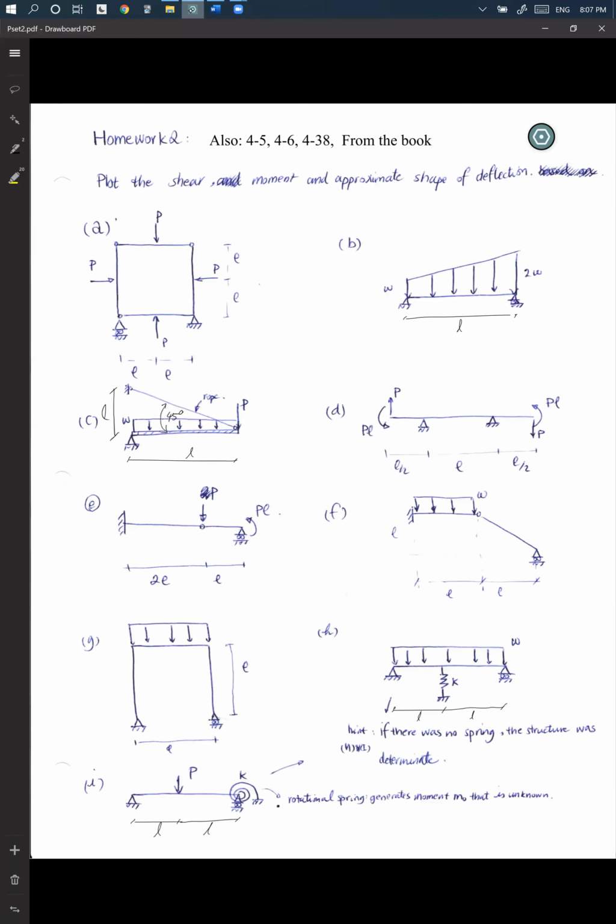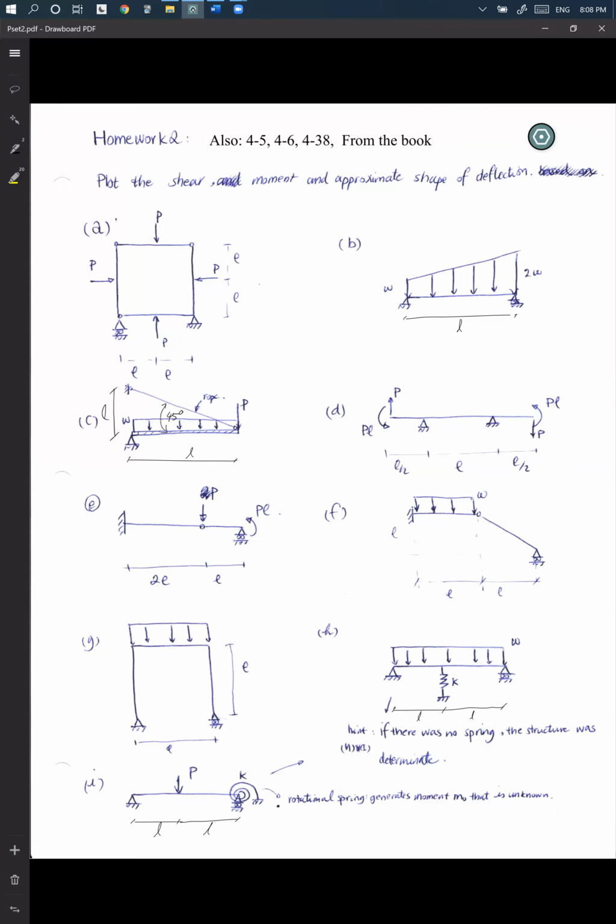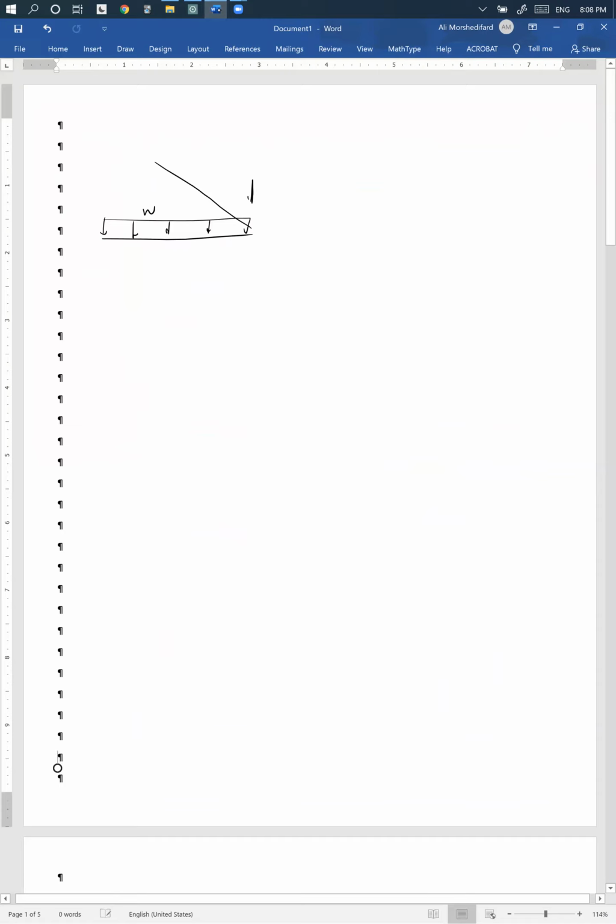Okay, so I'm going to be solving homework 2C, right? The one with the rope. So let's see. So the problem is, you have this thing here. There's a rope here, right? And there's a distributed load, W, distributed load, L, and there's a P. And there's a P here, right?